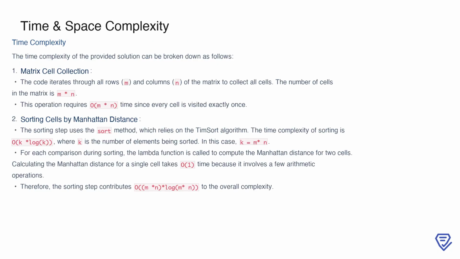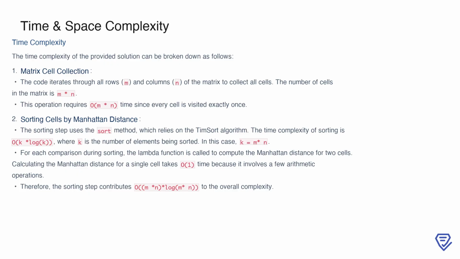To analyze the time complexity of the solution, we begin with the process of matrix cell collection. Here, the algorithm iterates through all rows and columns of the matrix to gather every cell. Since there are m rows and n columns, the total number of cells is m*n. Consequently, this operation requires O(m*n) time, as each cell is processed exactly once during this traversal.